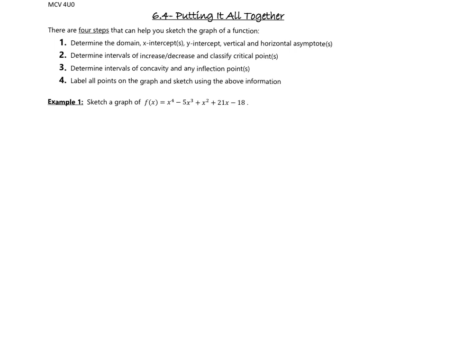So we'll look at this first example. It's pretty giant. It's just a polynomial though. So right off the bat, domain is all real numbers. Vertical and horizontal asymptotes, we don't have any.